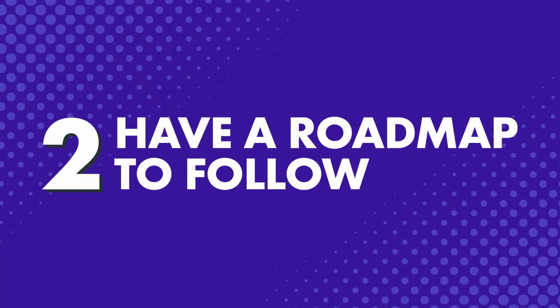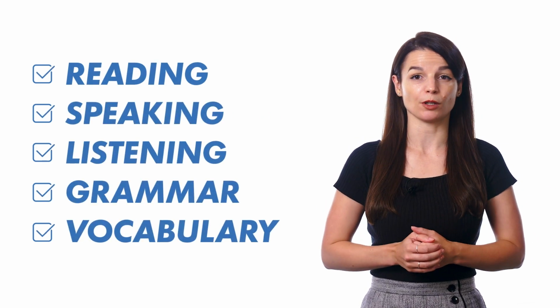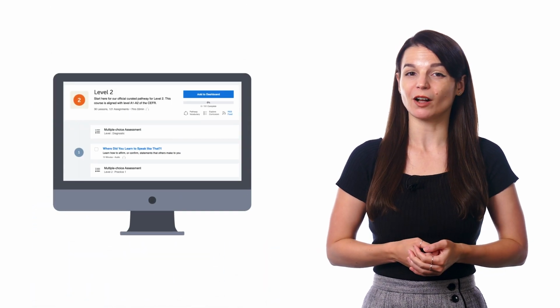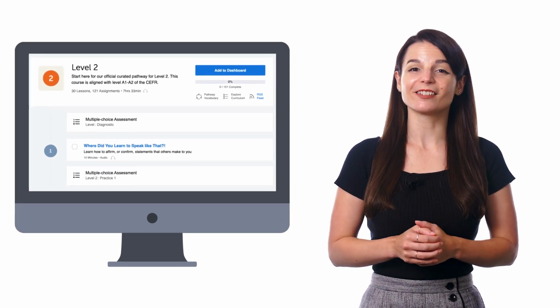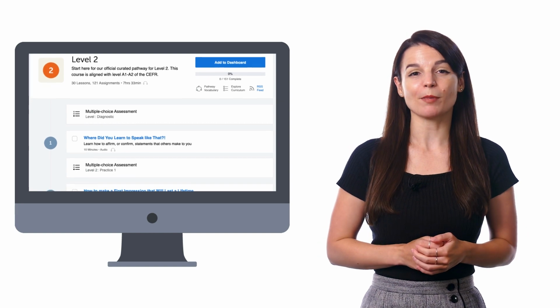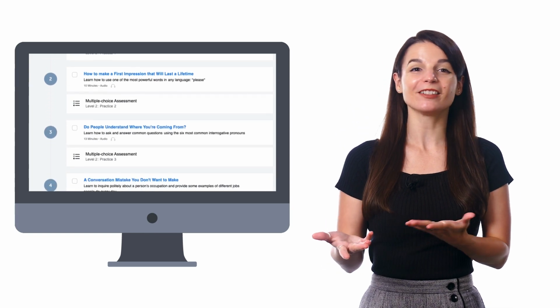2. Have a roadmap to follow. Another thing that makes language learning hard is there's just too much to do and learn. There's reading, speaking, listening, grammar, vocabulary, a million paths you can go down. But if you had just one pathway to follow, then learning would become a lot easier, because there's only one thing to focus on. And with our learning system, that's exactly what you get. You get a recommended pathway of lessons and assessments based on your learning level. Just follow the pathway from lesson 1 to 2 to 3. Our audio and video lessons are just a few minutes long, so you can learn in small chunks of time. And after every few lessons, you'll be tested on the language with our assessments.